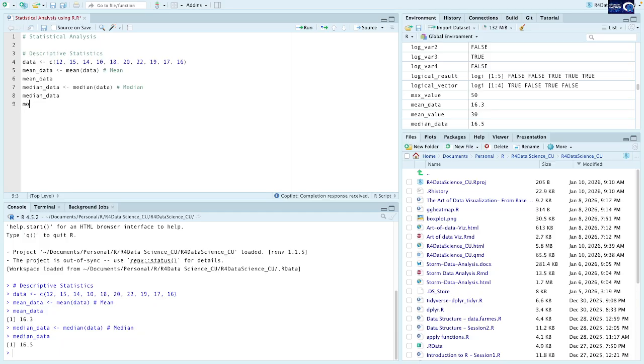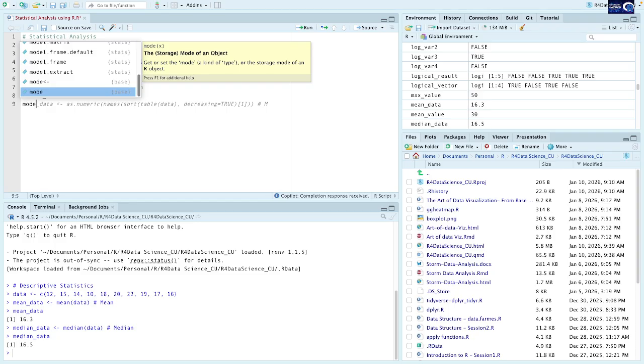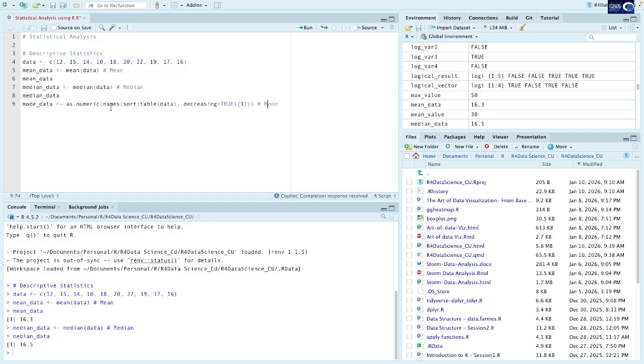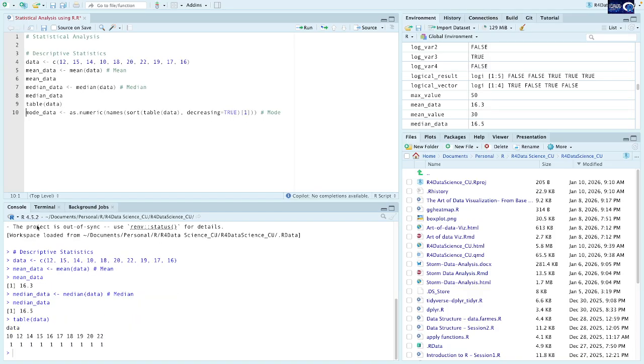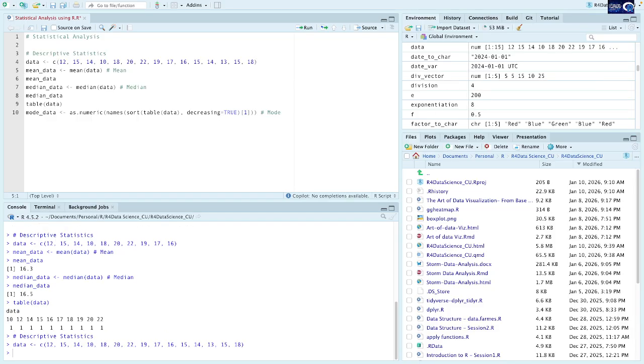Now we want to calculate the mode, but for mode we don't have a direct function in R. So we will be calculating the mode like this in R. We will be taking the names of the table of the data. First we will create the table of this data. That will give you the frequency like this. Currently we don't have any repeating value, so I'm just creating some repeated values as well. Okay, so I just updated the data like this.